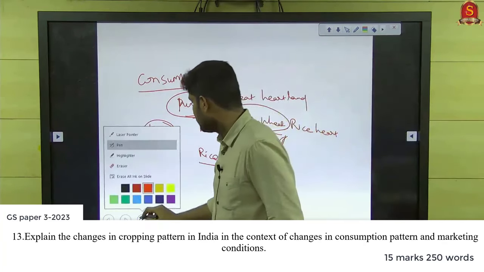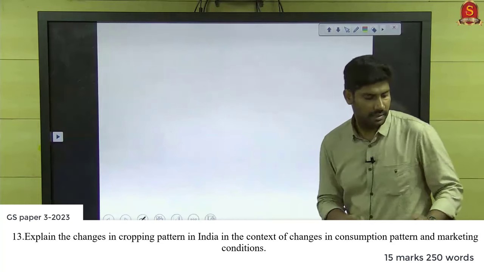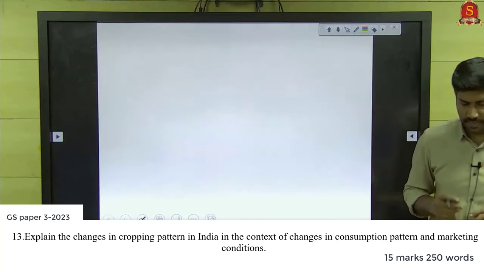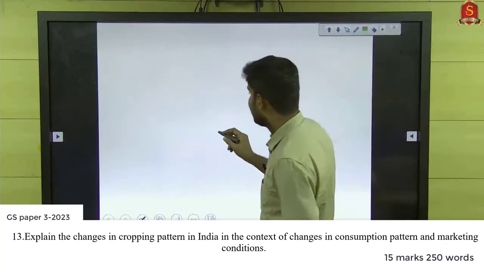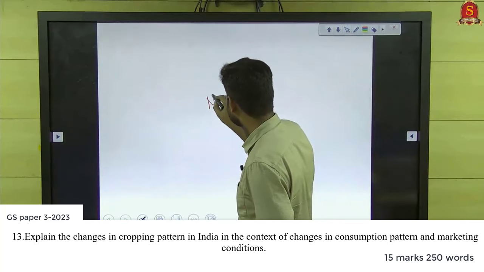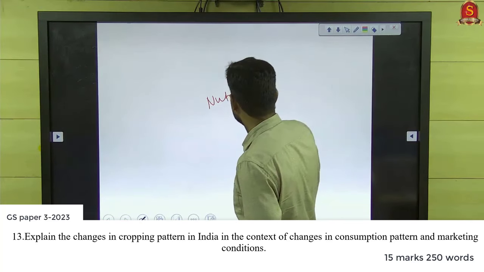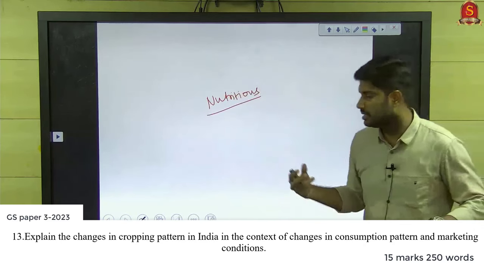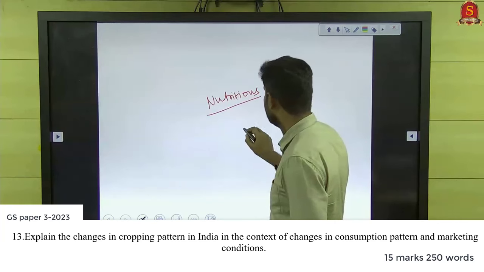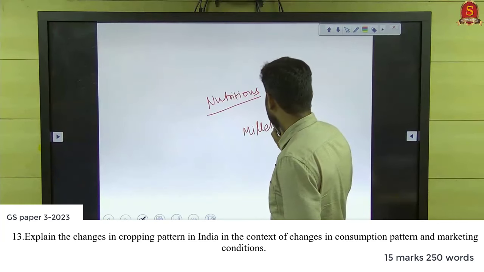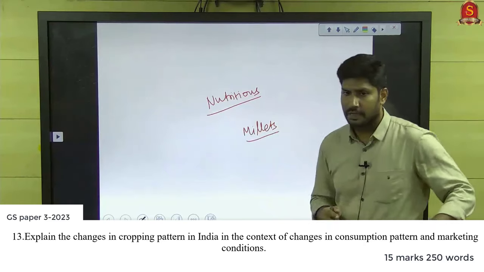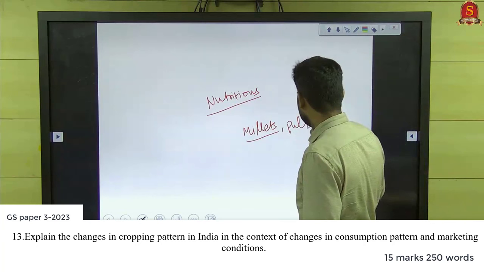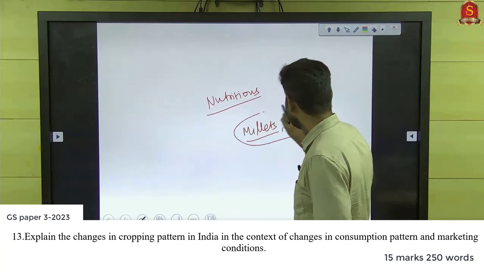Recently, there are so many changes in the cropping pattern based on the consumption pattern. For example, recently the awareness regarding the consumption of nutritious food is very high. So the farmers are focusing on the recent government programs regarding millets, the International Year of Millets, and the government is implementing various schemes for the promotion of pulses also. Both pulses and millets are nutritionally rich products.